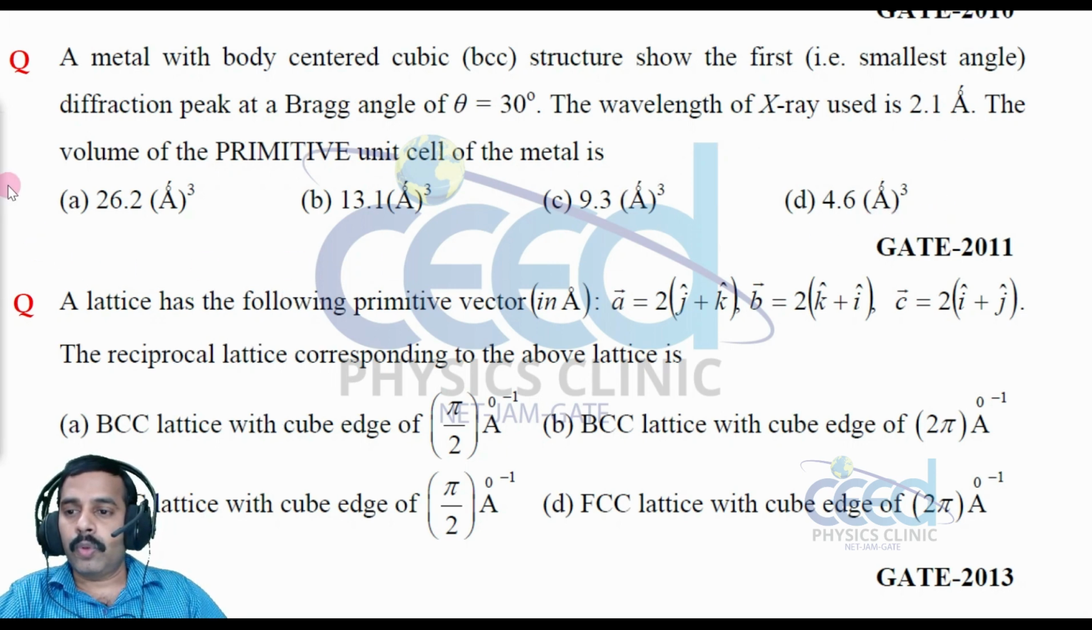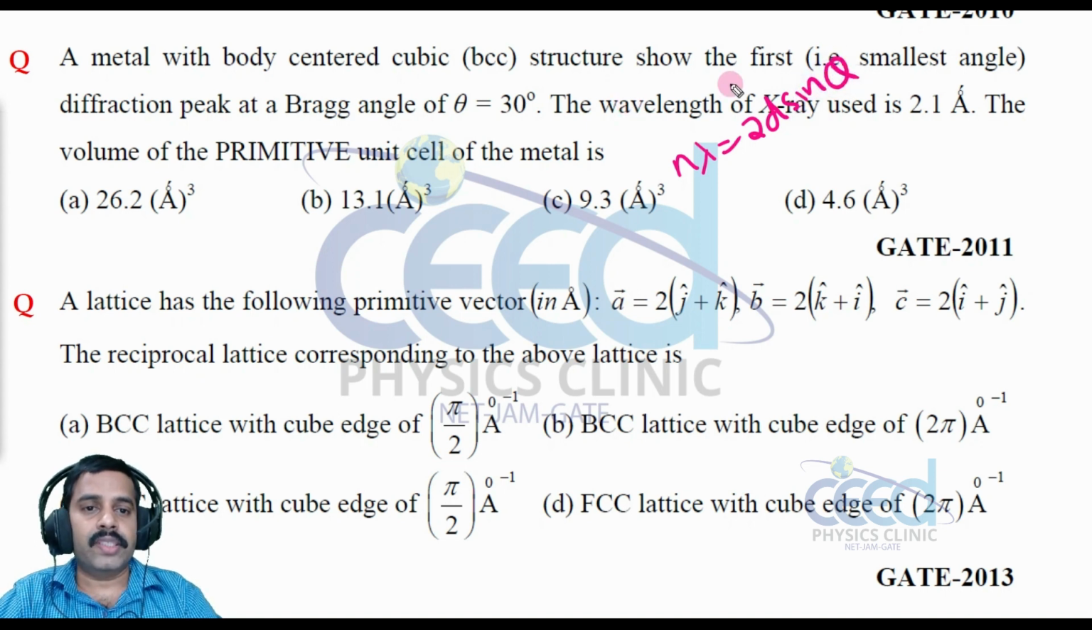So to do this problem, we can use Bragg's equation, that is n lambda is equal to 2d sin theta. The first peak means n is equal to 1, right? So lambda is equal to 2d sin theta. Now the problem is the interplanar spacing. To find interplanar spacing d, we have to identify the plane, right?